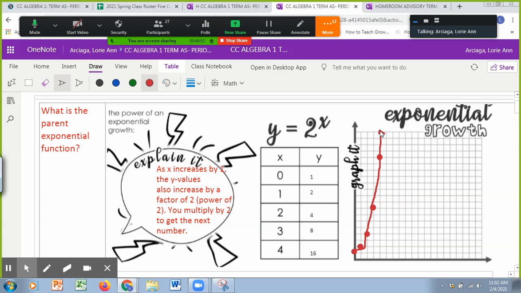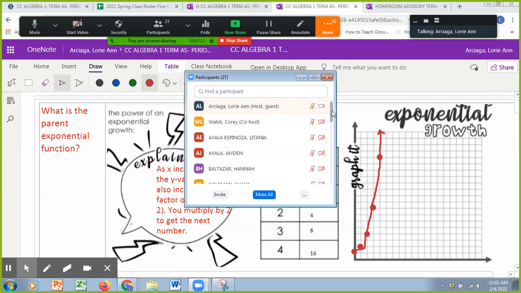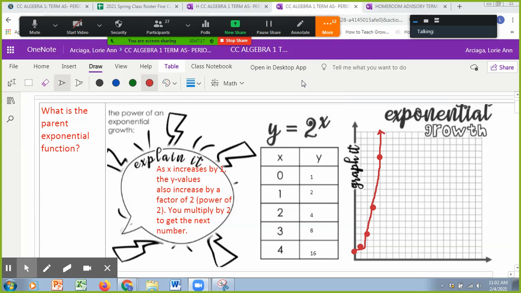All right, so that's your graph for the parent exponential function. Can you describe it for me in the chat? Can you tell me what you see? Don't focus on Mrs. Arciaga's scribble over there. Tell me in the chat what you see in the graph that we just created. Is it straight? Is it curved? Is it going up? Is it going down?